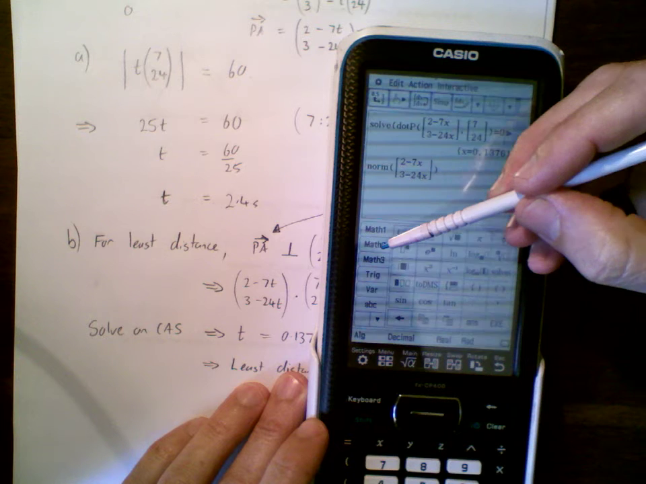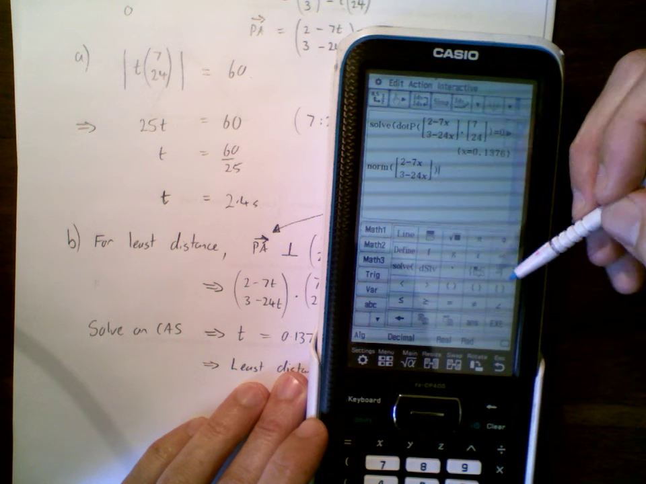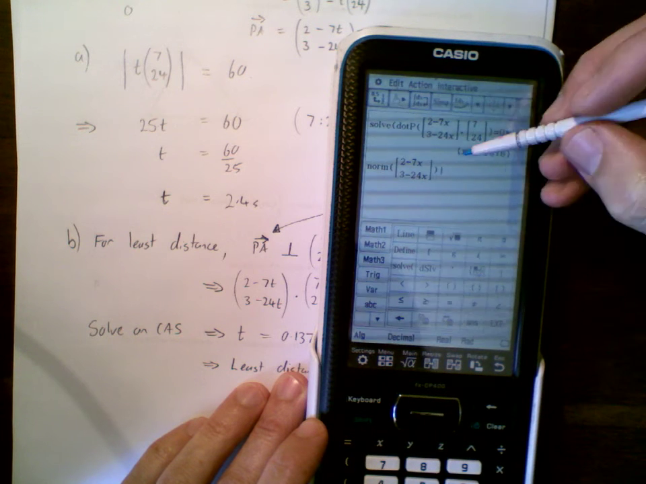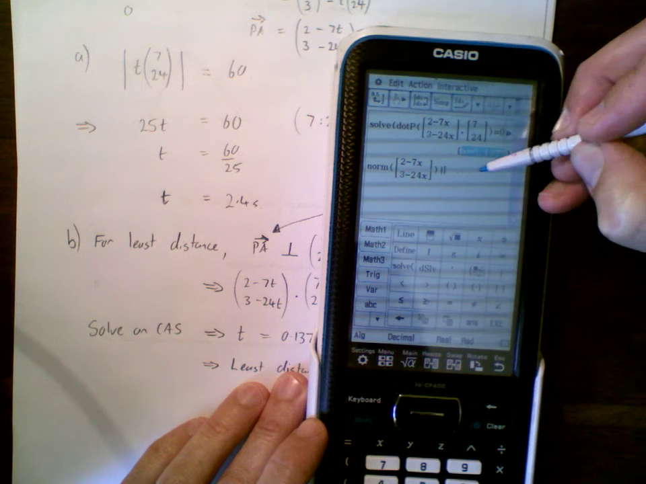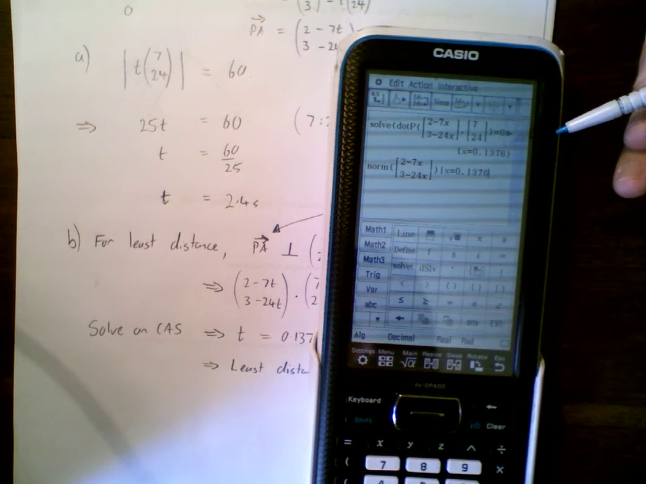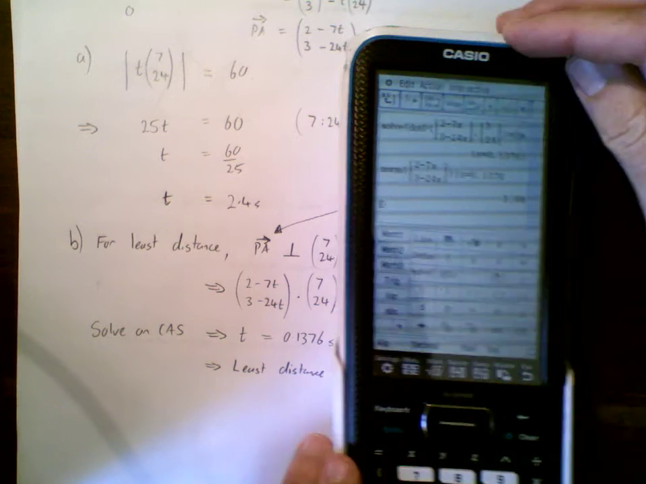We could either substitute the 0.1376 directly in there where the x is, or alternatively we could go to Math 3 and use the "with" symbol and just put that x equals 0.1376 in there, and that should find our distance. There it is, 1.08 meters, which is our least distance.